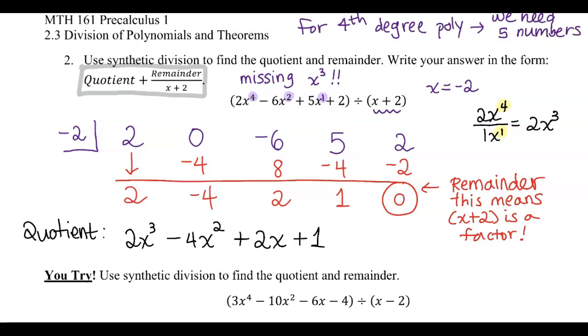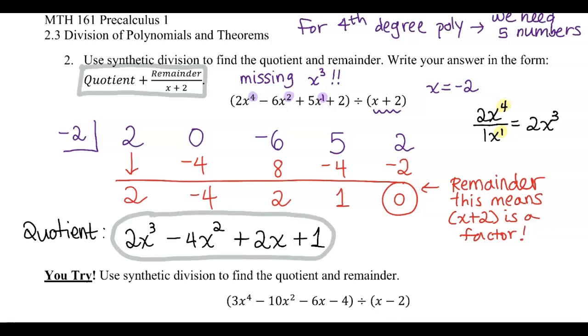over x plus 2. But because remainder is 0, we're going to get a fraction 0 over x plus 2. So if it's 0 on top, that fraction is just going to cancel out. So my final answer is just the quotient part.